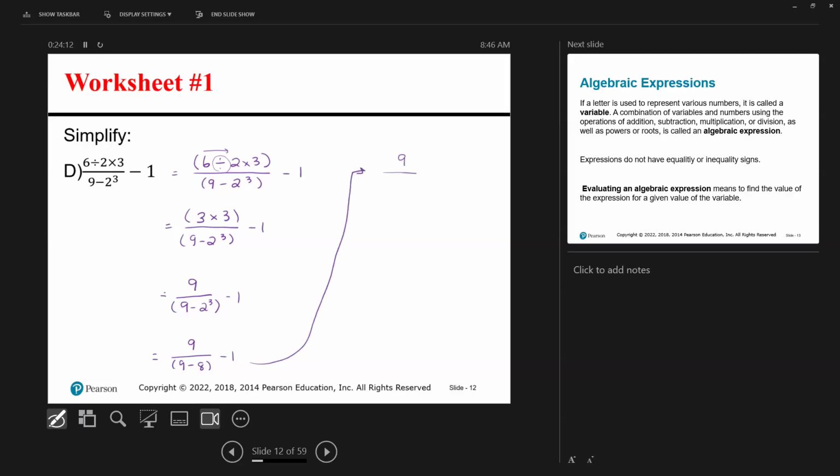So now we have the 9 still on top. We finished with the grouping on the bottom. 9 minus 8 is just 1. Now we have multiplication and division as my next step, because we've gotten rid of the groupings and we don't have any exponents. So we see the division of 9 divided by 1, which is still just 9. Then we minus the 1 and we get 8.